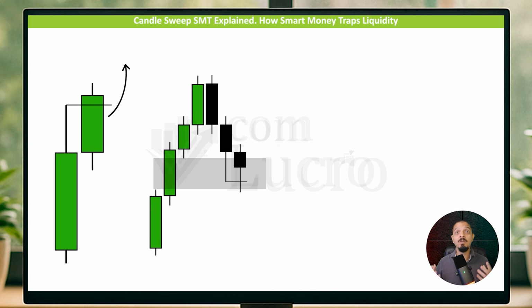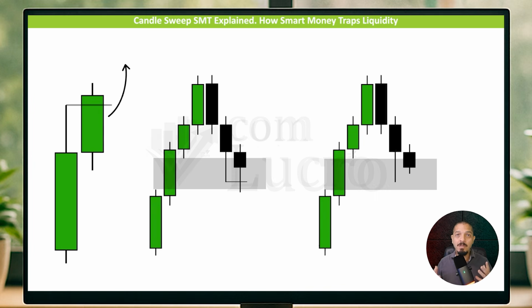Now, since this is the Euro-US dollar chart, we shift our focus to the British pound US dollar chart. If we see that the British pound US dollar does not sweep the previous candle's low, that divergence gives us our candle sweep SMT. This is the zone where we should begin looking for an entry, with the target set at external range liquidity.